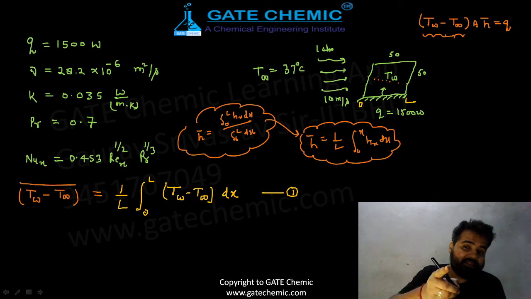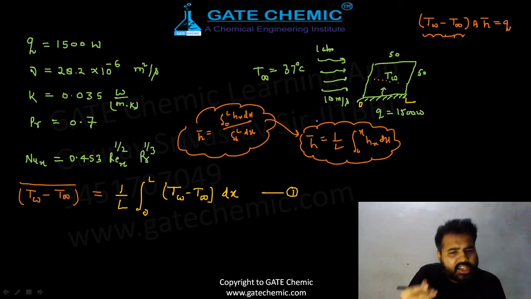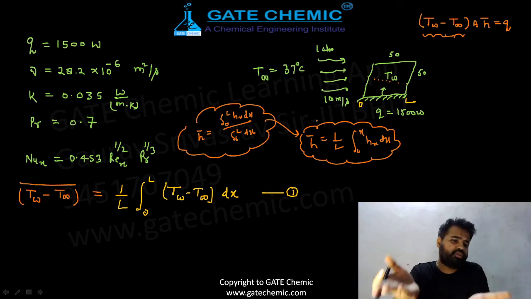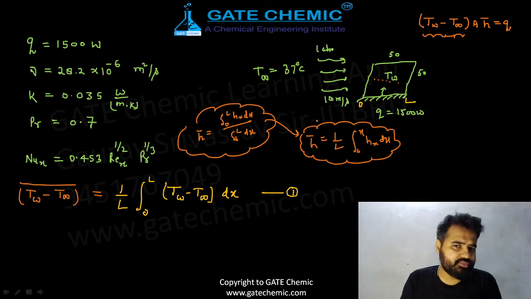In that case, you want to take the average of h. Here you want to take the average of the temperature difference. What is the difference between these two? They are analogous in nature. Look, both are the same. What is the problem in this? You know the method of taking an average, so you can take the average for any case.